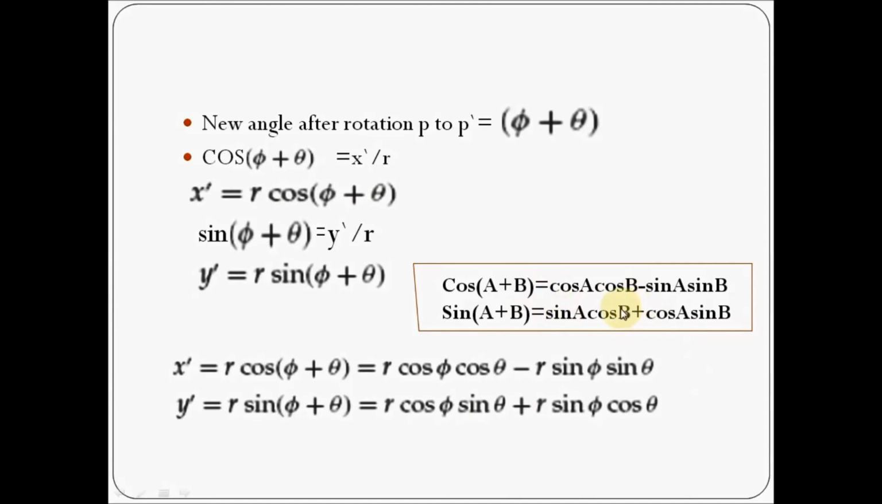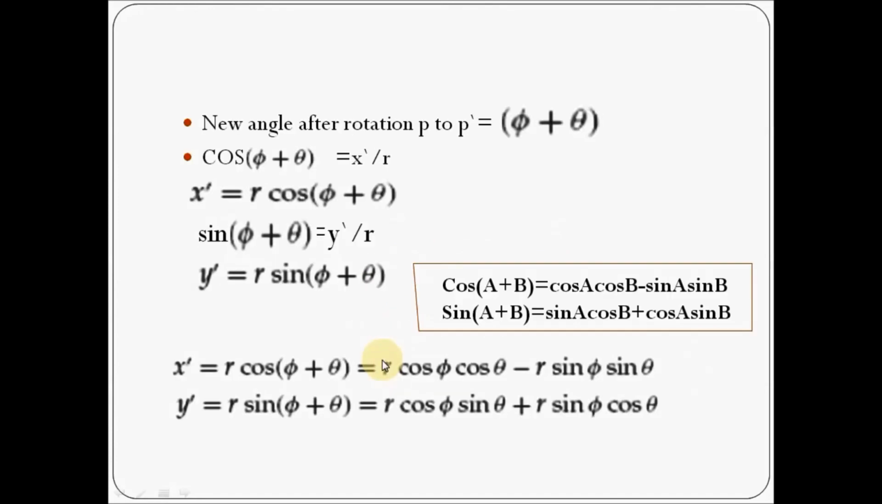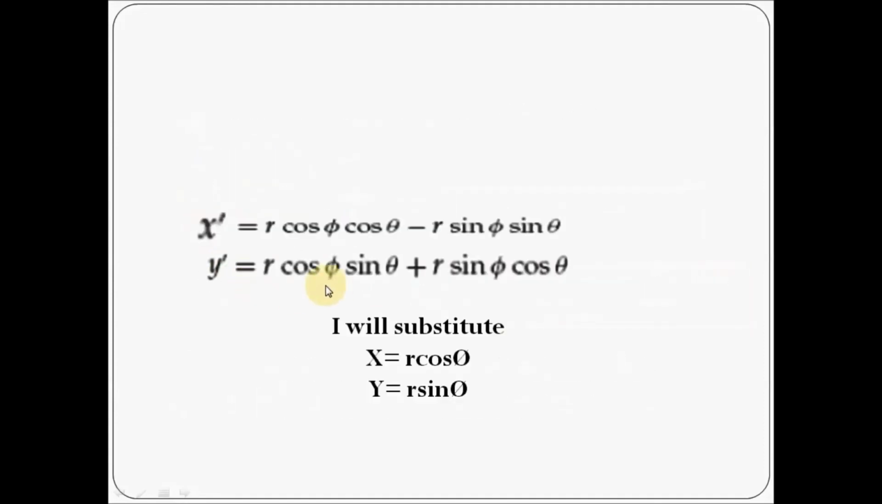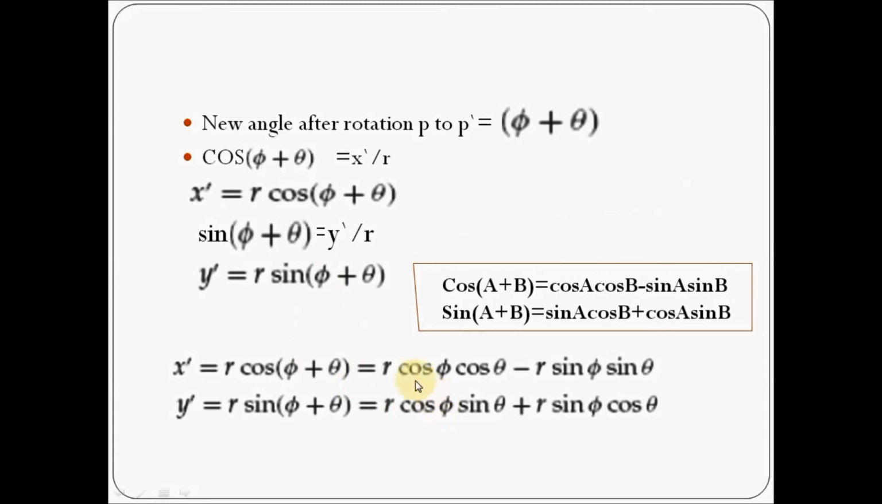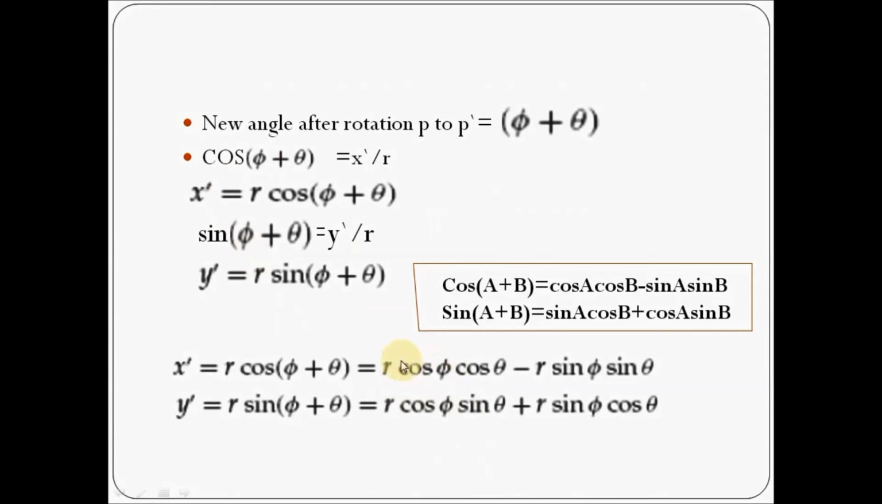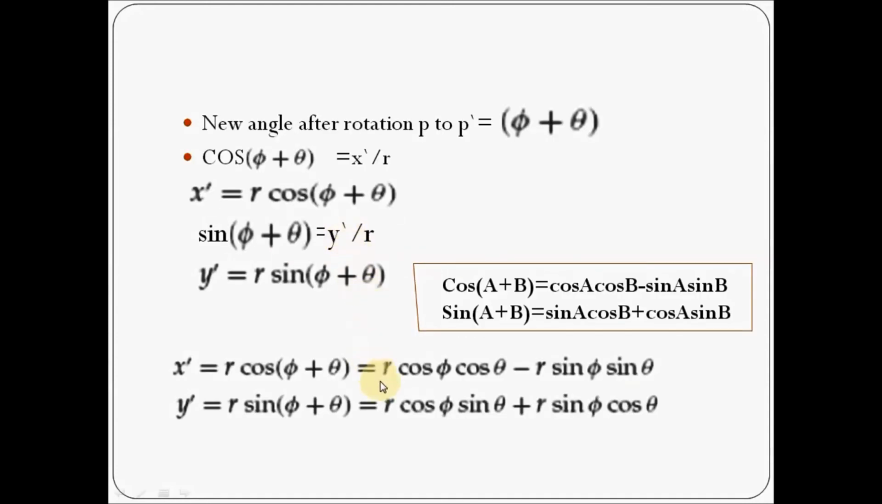Now, what is the next step? See, what is the value of r cos phi here? x. What is the value of r sin phi here? y. I will substitute these values. r cos phi is x, so I will substitute x in the place of r cos phi. So what will I get? x cos theta minus y sin theta.